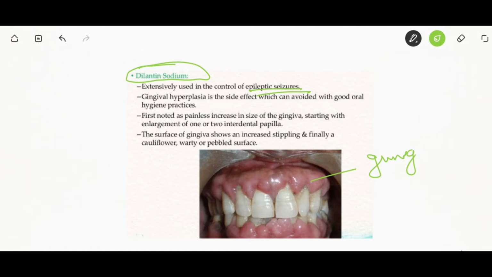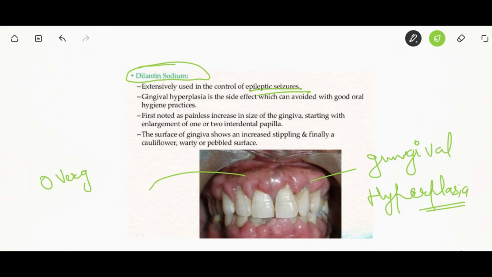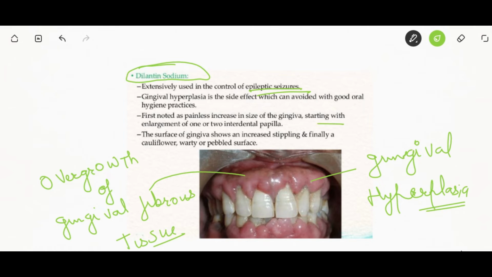Gingival hyperplasia begins as early as 2 weeks after Dilantin sodium therapy and takes 2 to 3 months to develop. The first change you will note is a painless increase in the size of the gingiva, with enlargement of the interdental papilla. The surface of the gingiva shows increased stippling, and there will be cauliflower-like lobulated gingival tissue, with clefts remaining between each enlarged gingiva.